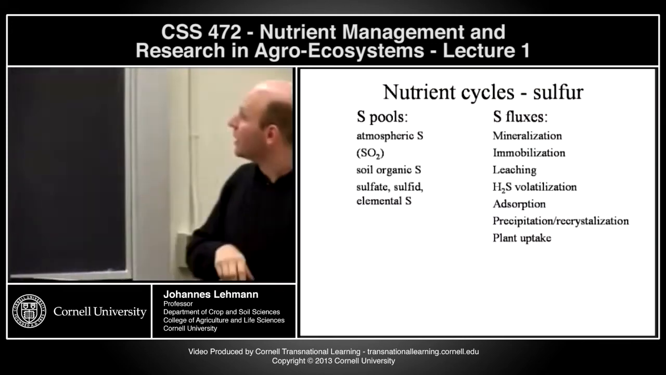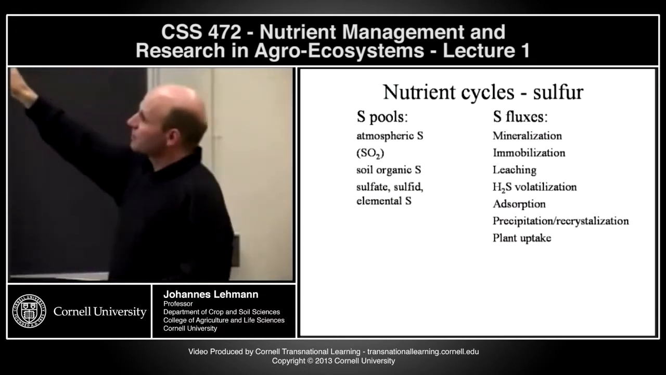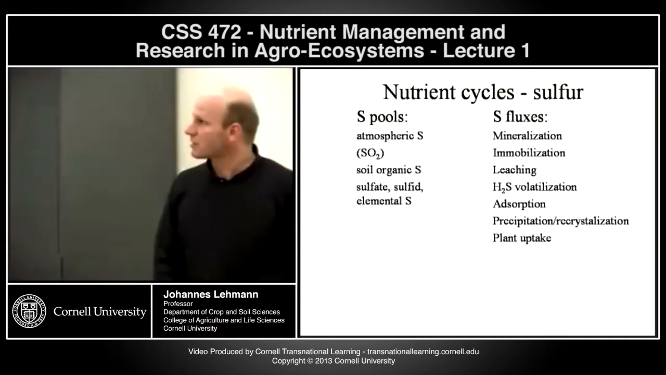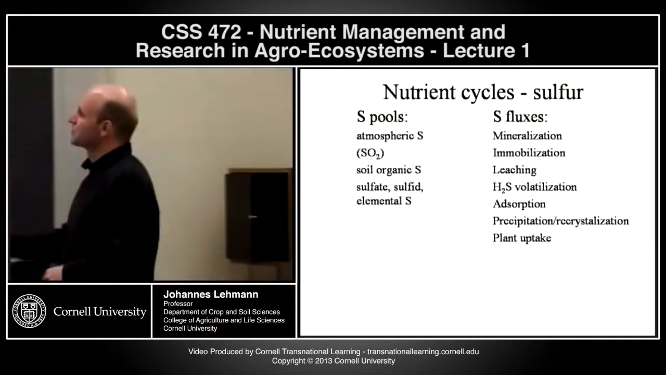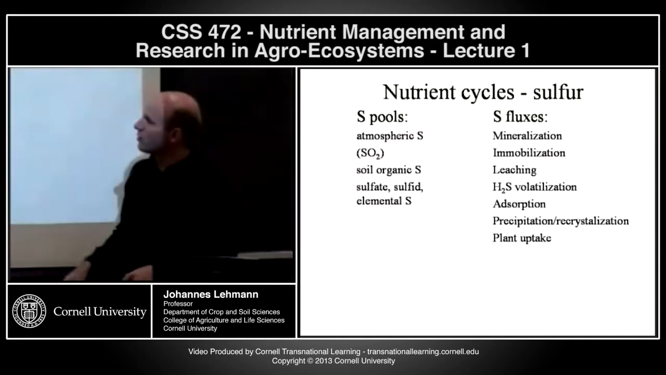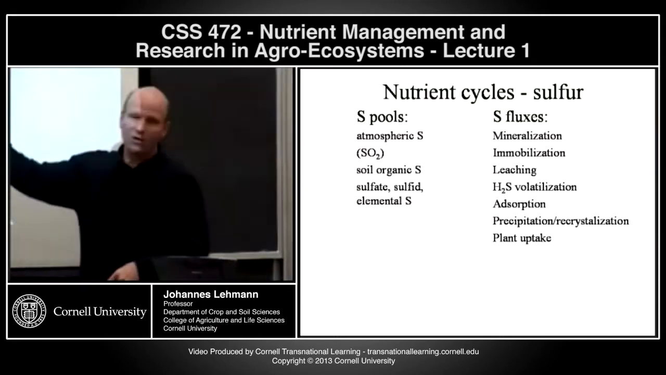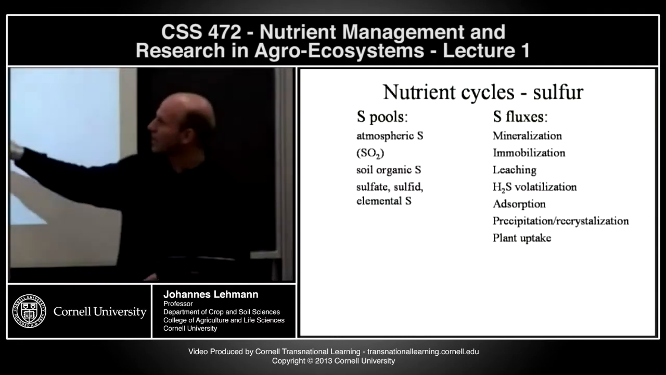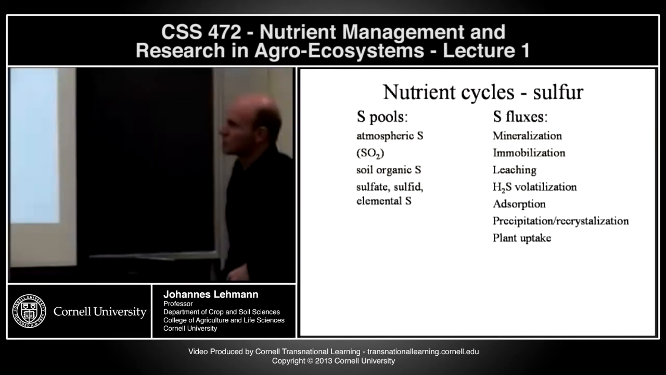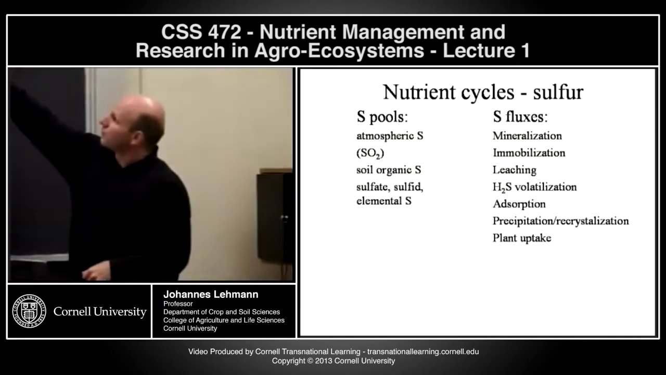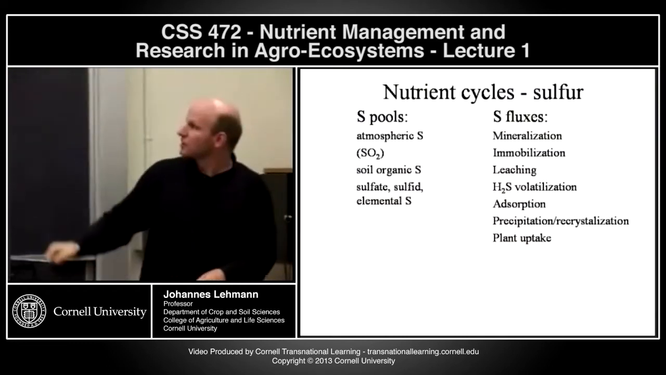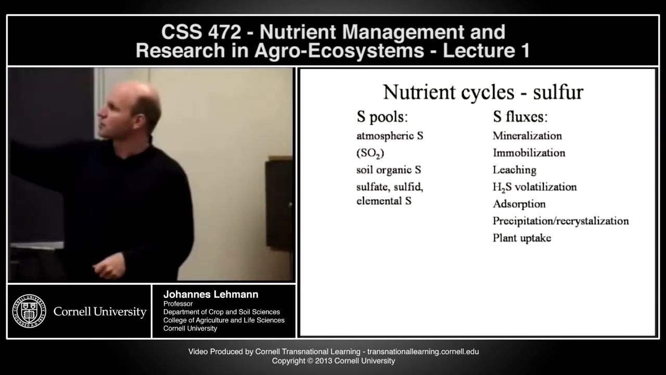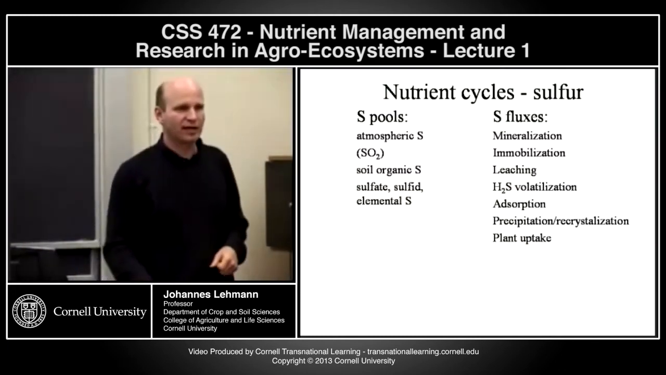The sulfur cycle is actually in some respects very similar to the nitrogen cycle. We have also atmospheric sulfur, SO2, also particulates. We have a large pool of soil organic sulfur. We have inorganic components, sulfate, that is then also taken up by the plants. Elemental sulfur in some instances, especially fertilized. Very similar processes as the nitrogen cycle: mineralization, immobilization, leaching. We have volatilization, for instance, of H2S. There are other organic forms, COS.